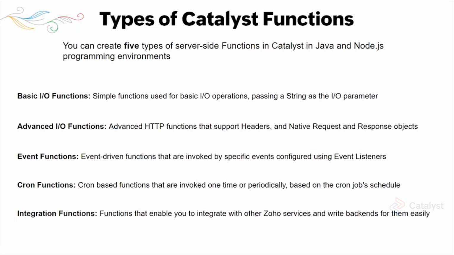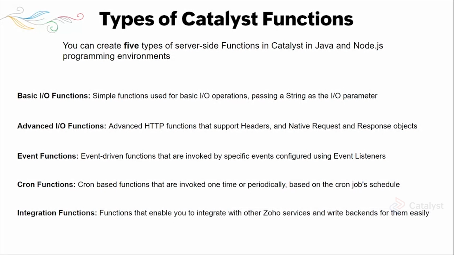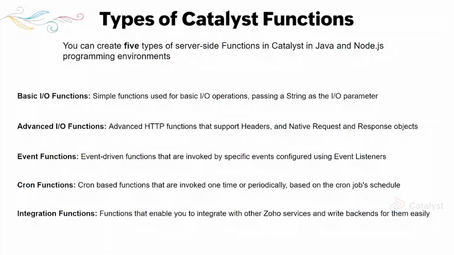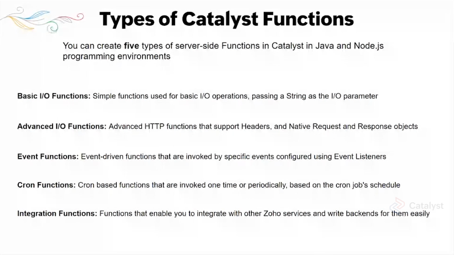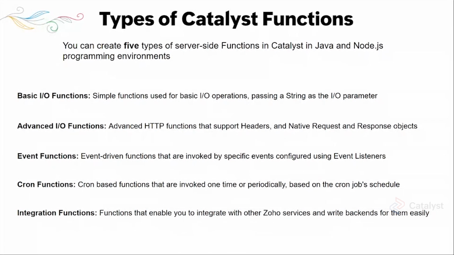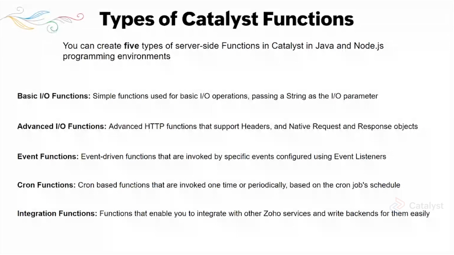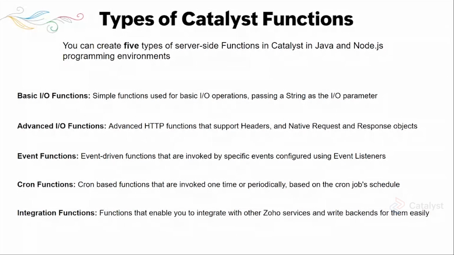So essentially, HTTP functions that support the headers and the native requests are something that would be covered here. Event functions are configured using the event listener. So anything that needs to be invoked once an event has happened will be covered through the event functions. Cron functions, I'm sure the larger audience would need no introduction on cron functions. So anything that needs to be done periodically or at a particular time interval can be handled by the cron functions. And then there are integration functions, which are functions that can help you integrate with other services that Zoho has to offer.